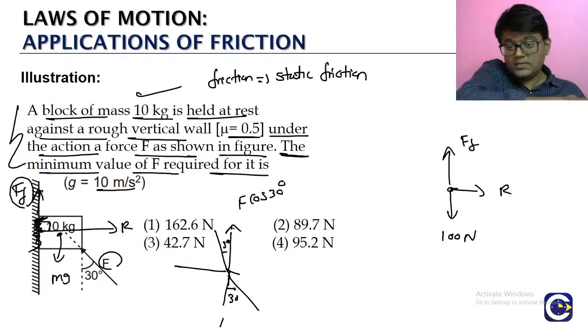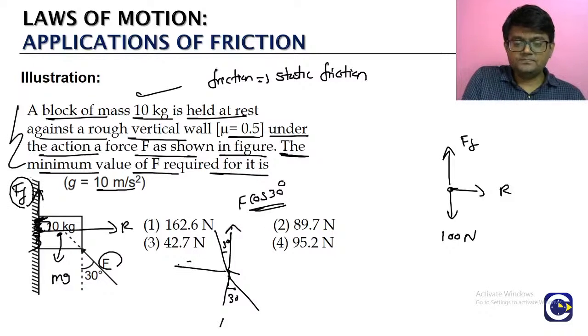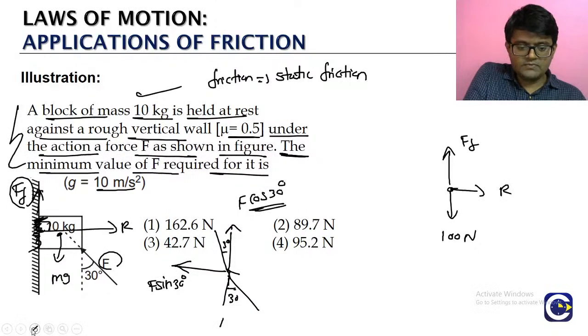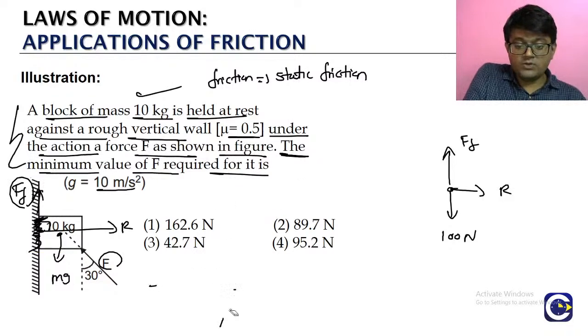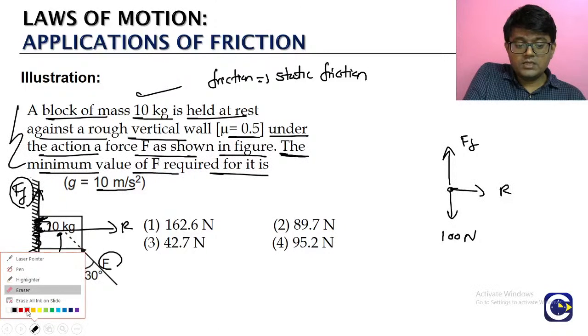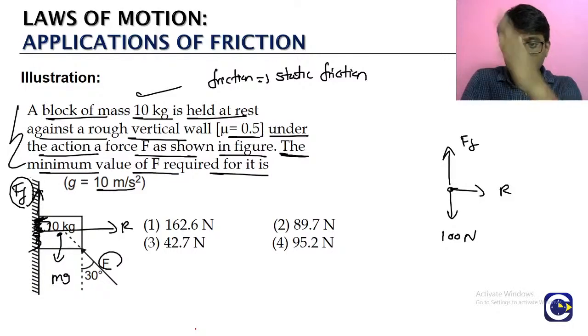Horizontal component will be towards the left. That will be what? F cos 30 is vertical. F sin 30 will be horizontal. So understand this very clearly, because we have to be careful about the way in which we resolve F into components. Here we are trying to study the motion, horizontal and vertical, right?